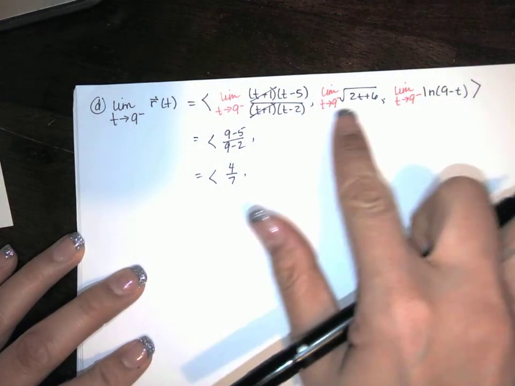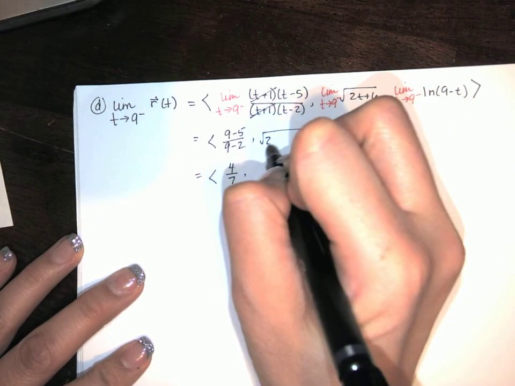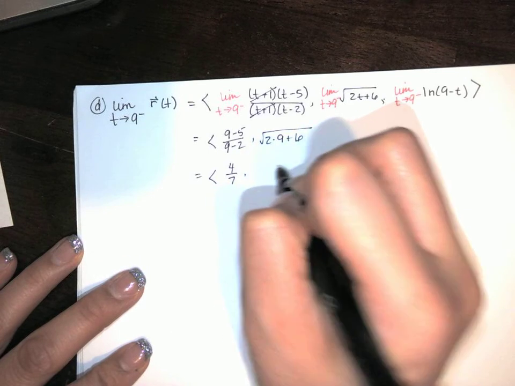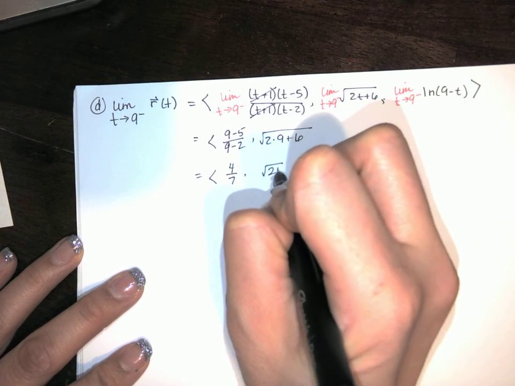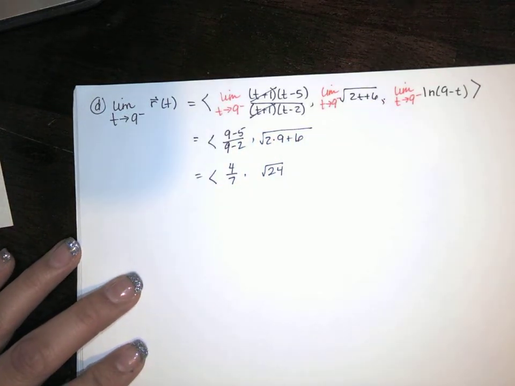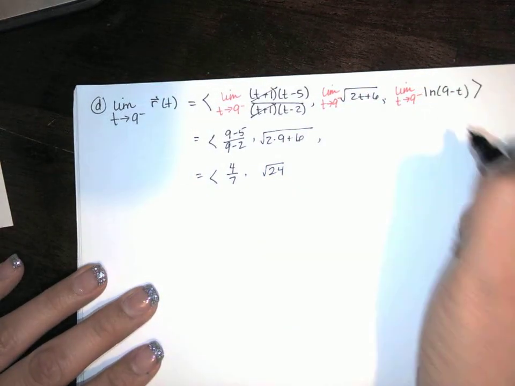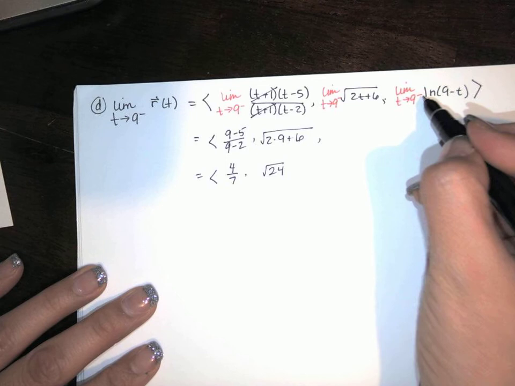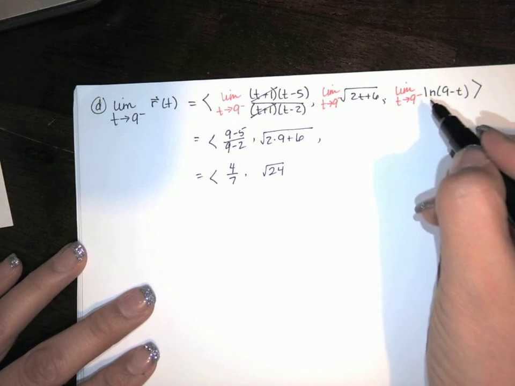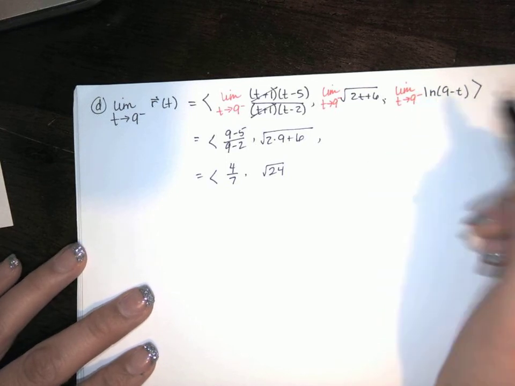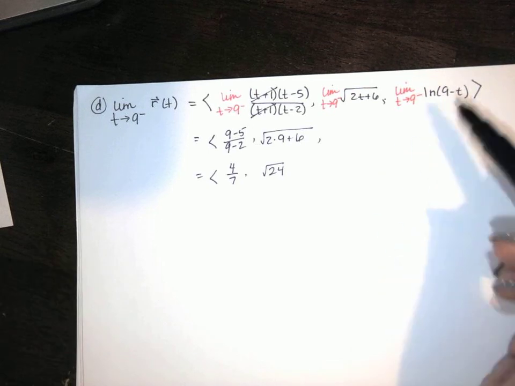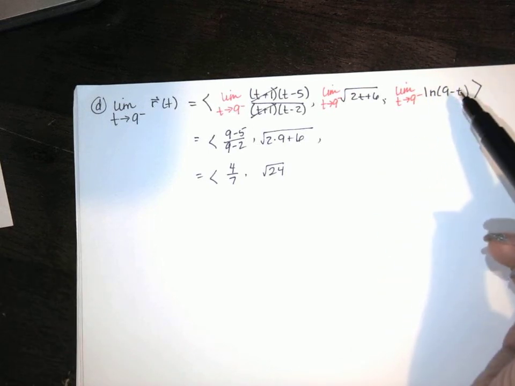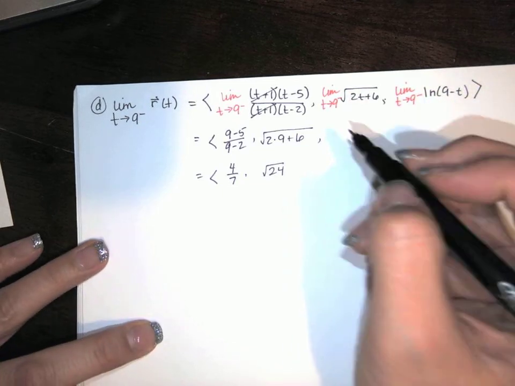As t approaches 9 here, we've got 18 plus 6. 18 plus 6 is 24. So we have square root of 24. You can simplify that if you want to. You don't have to, though. But look what happens here. As t approaches 9 from the left, so like t is something like 8.99, 8.999, something like that, this is natural log of a tiny positive number. This last limit doesn't exist.